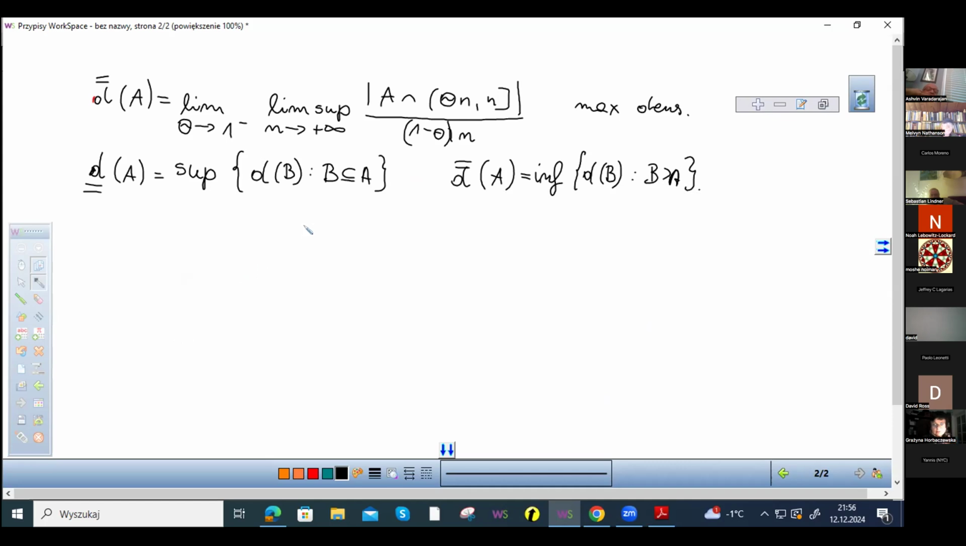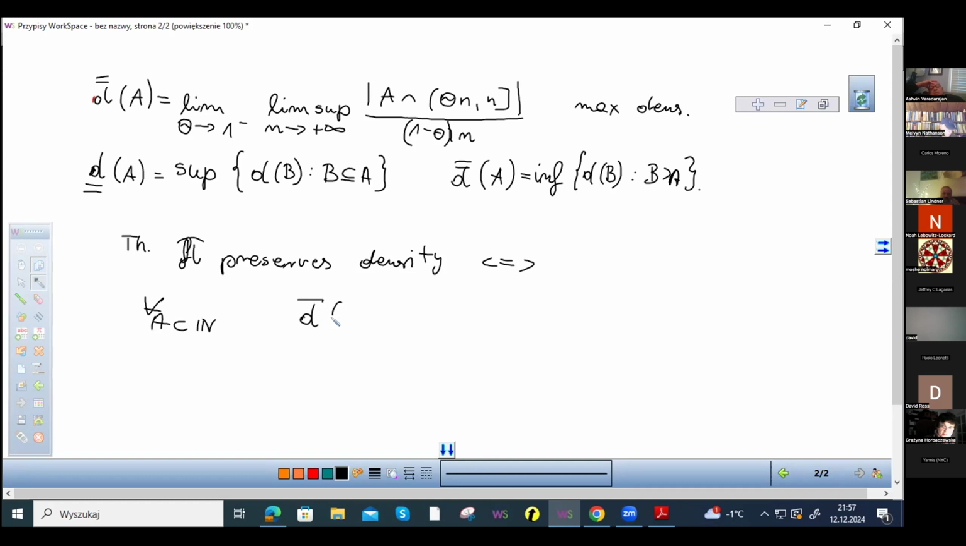And it's nice because we can show the description of the permutations which preserve asymptotic density in the following way. So let's write the theorem: f, maybe not f, pi preserves density if and only if for every A we have that the upper density of the image is smaller or equal to this maximal density of A.